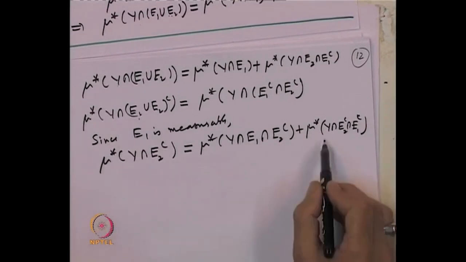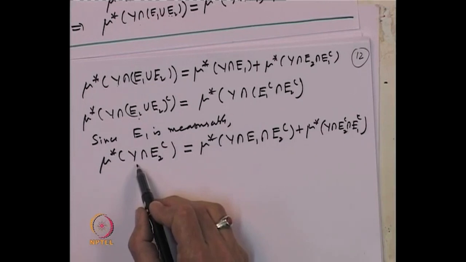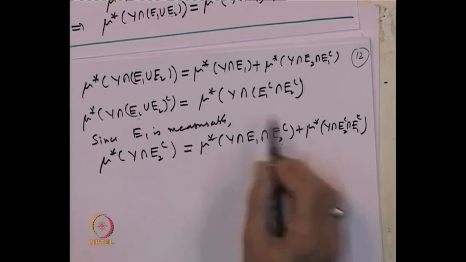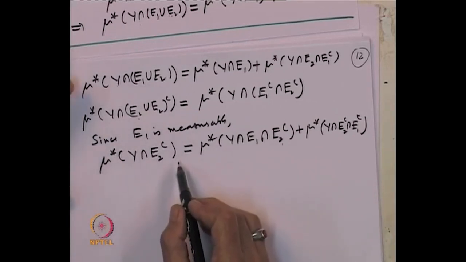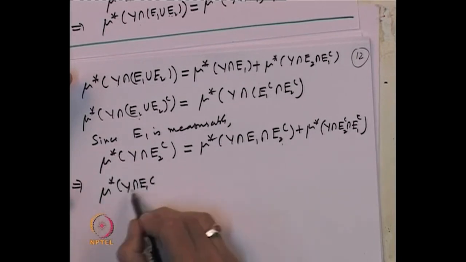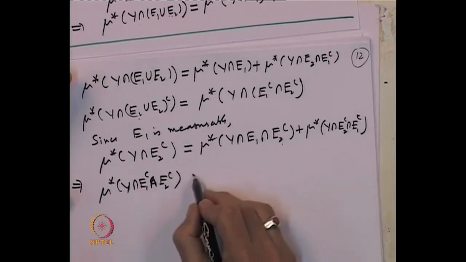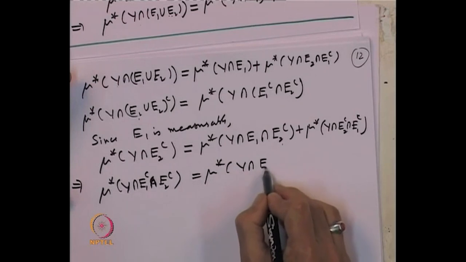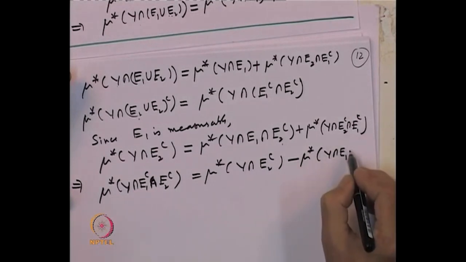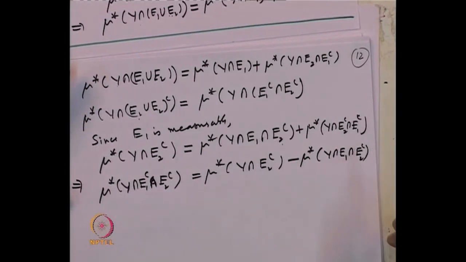Now, let us observe in this equation, all the numbers are real numbers because of the assumption that μ*(y) is finite. So, this is a subset, this is finite, this is finite, this is finite, all are finite numbers. So, I can interchange them. I can take one term on the other side if required. So, from here we compute: μ*(y ∩ E1 complement ∩ E2 complement) is equal to μ*(y ∩ E2 complement) minus μ*(y ∩ E1 ∩ E2 complement). Okay. So, we have gotten the required quantities.